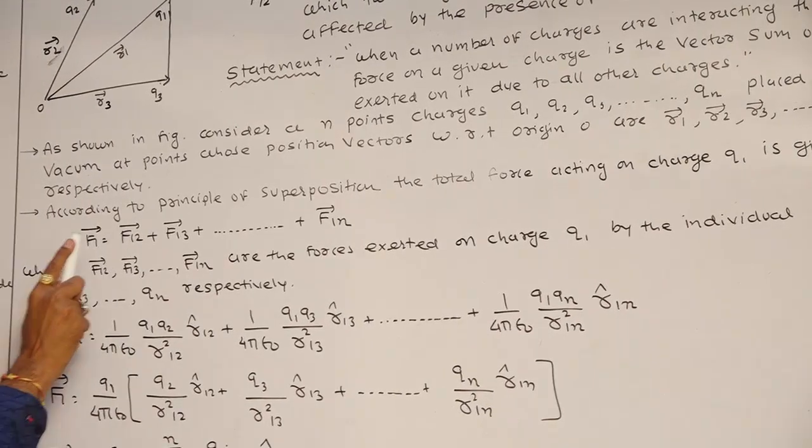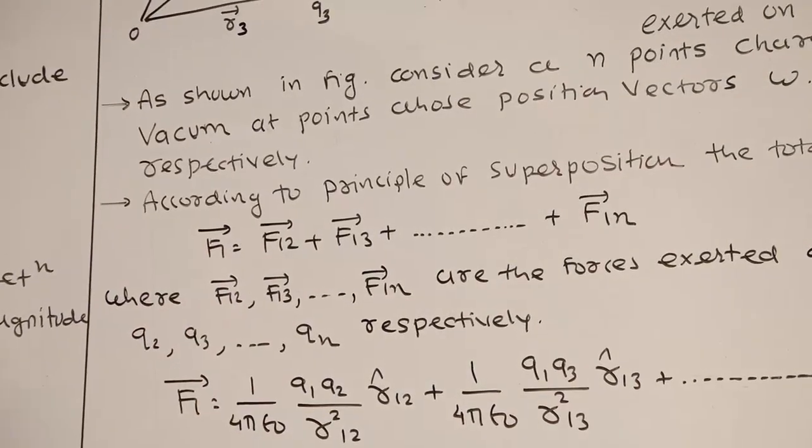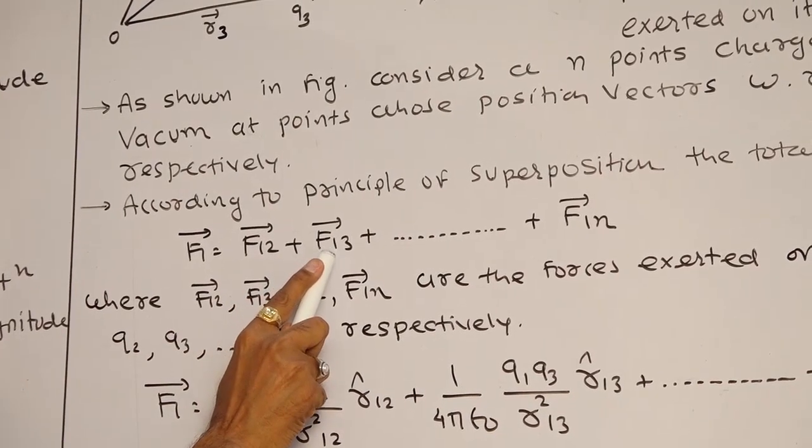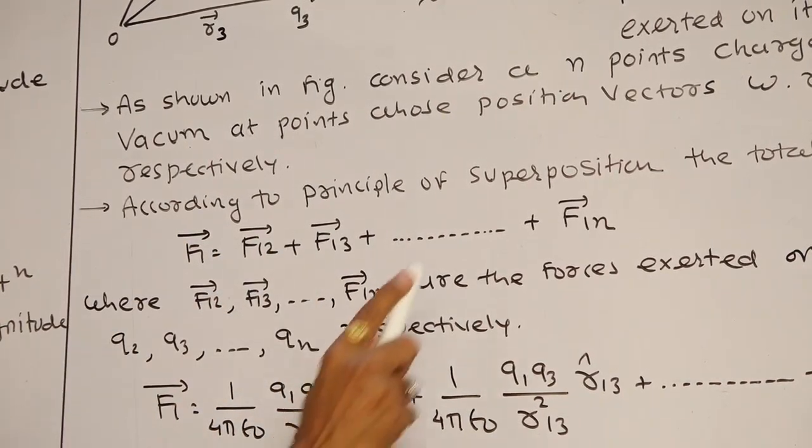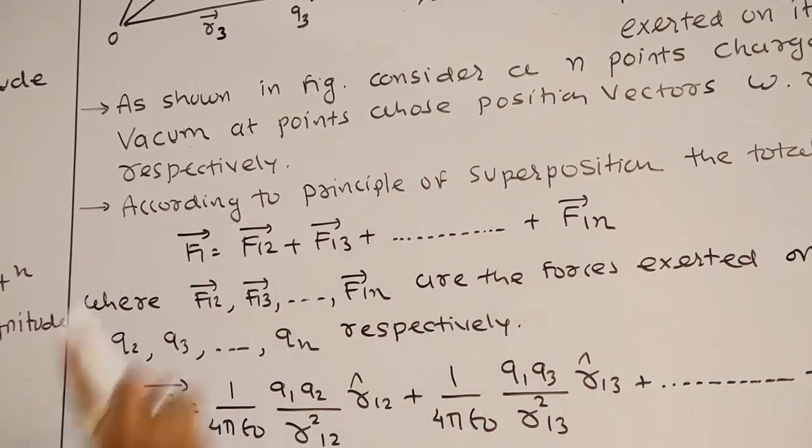It shows the force acting on Q1 due to Q2. This shows the force acting on Q1 due to Q3. This shows the force acting on Q1 due to Qn.